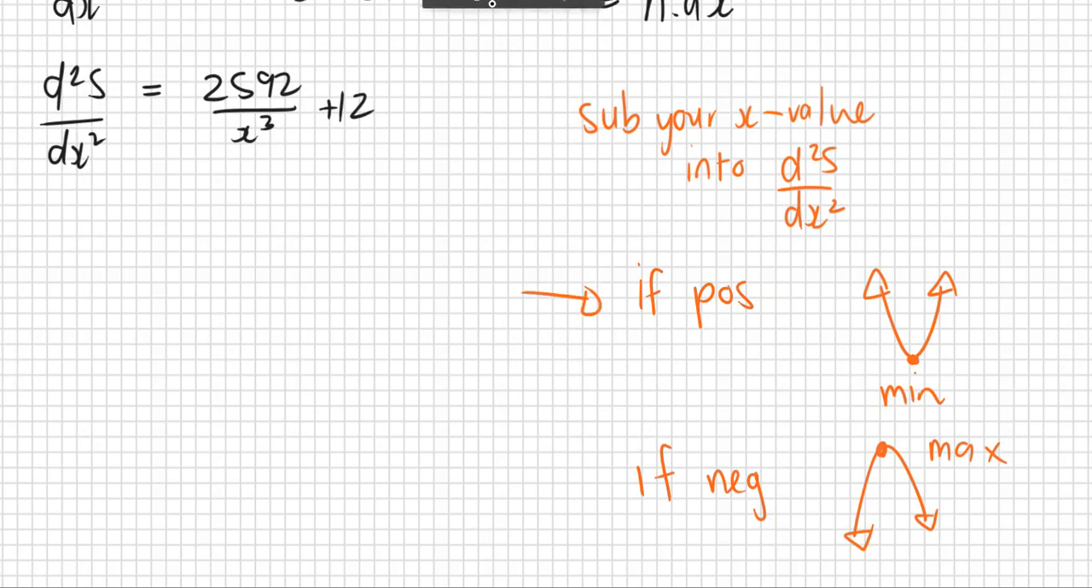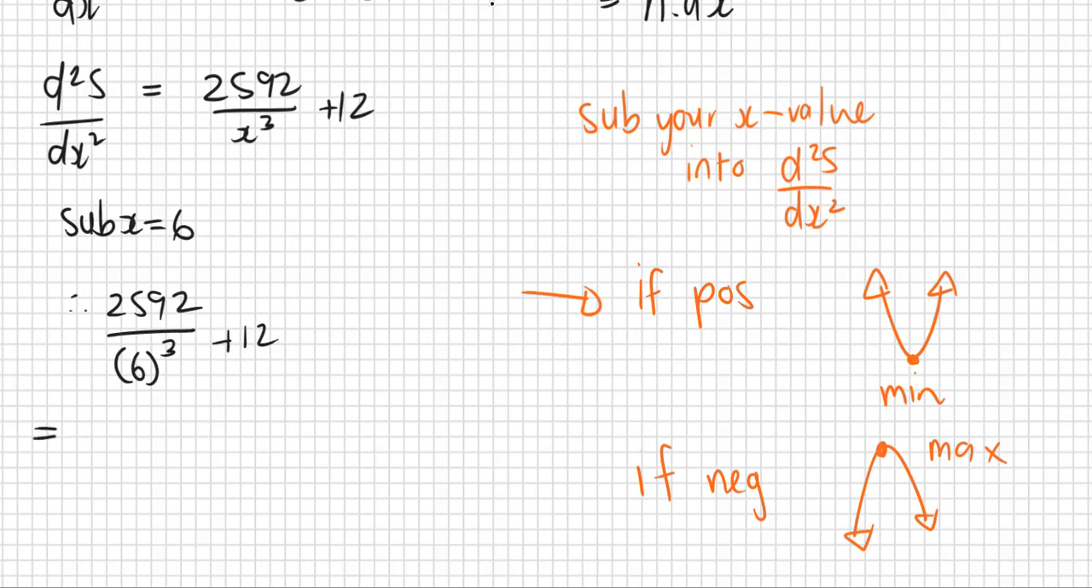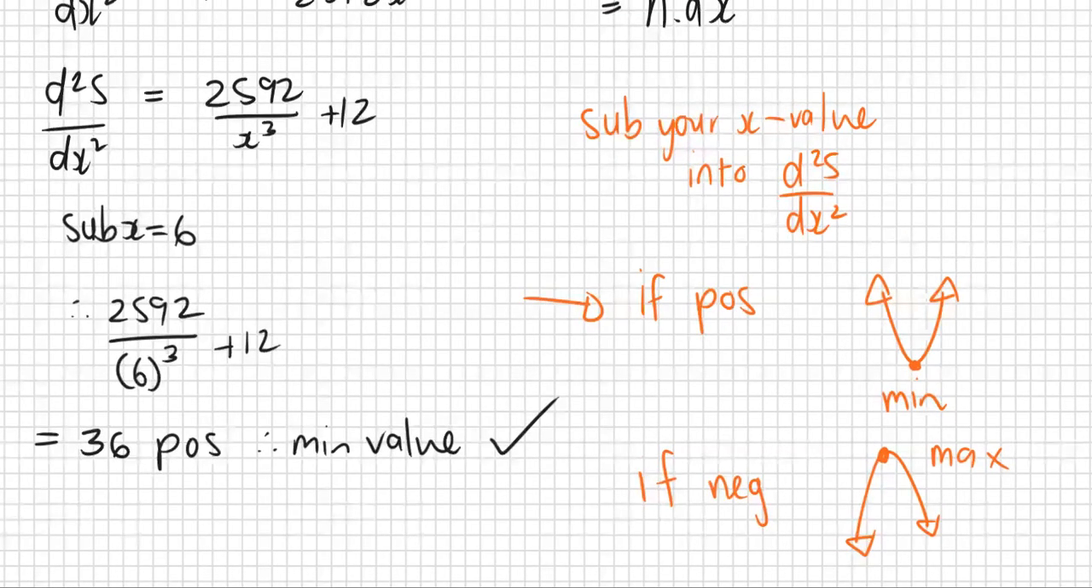Let's take a look. All we do is sub in x equals 6. And therefore 2592 over 6 to the power of 3 plus 12. Quick calculator work. This comes to 36, which is positive, therefore min value. Okay, so it's a minimum value, and that's your proof, your second derivative test for proof. That was question 2D.